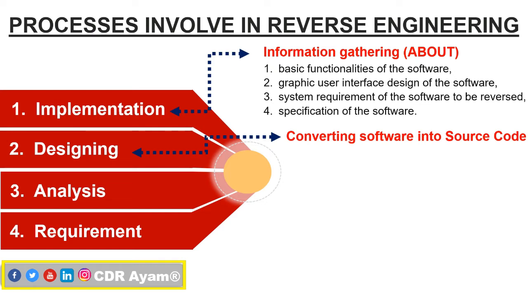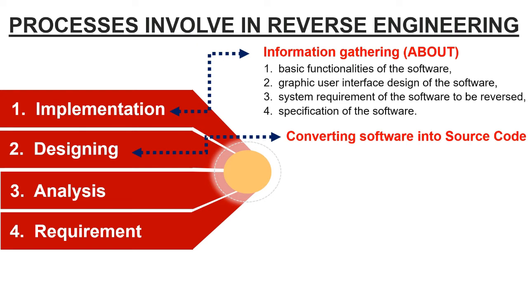It's important to note that the processing design of a software is attained from the source code of the software to be reversed. To put it simply, the source code of a software is extracted in the design phase, but for the purpose of determining the functioning data flow processes of the software.